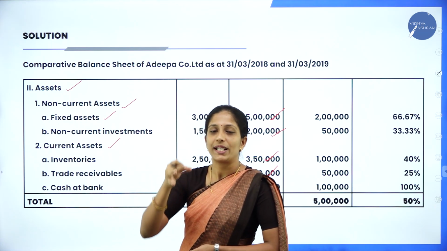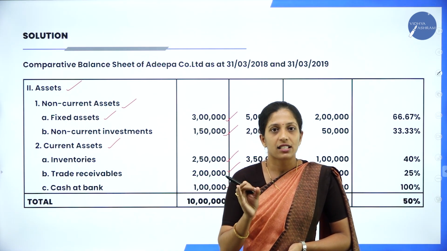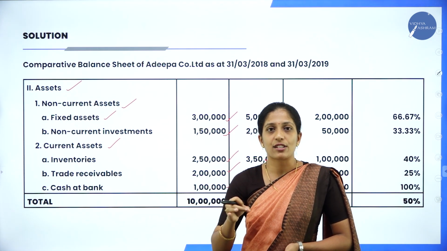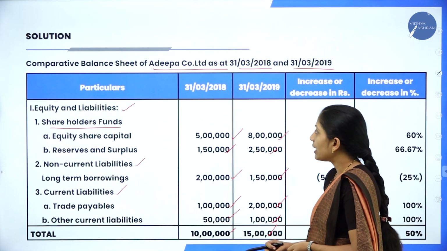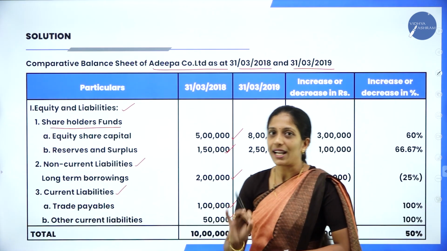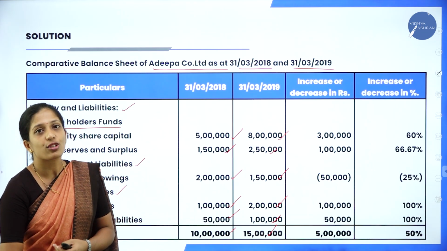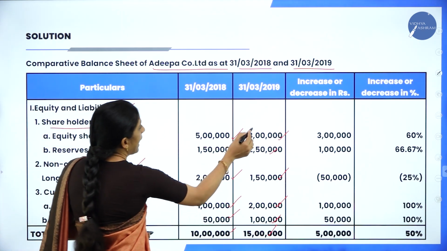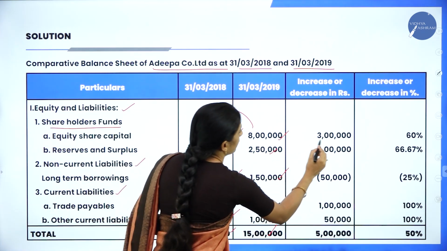Okay, so you will write as it is, but make sure you write whatever headings and required subheadings there are. For which you have to learn the format. Now come to the third column. So we are done with this. Now, increase or decrease in rupees. How do you get increase or decrease in rupees? 8 lakh minus 5 lakh, that is 3 lakh. So you will get 3 lakh.